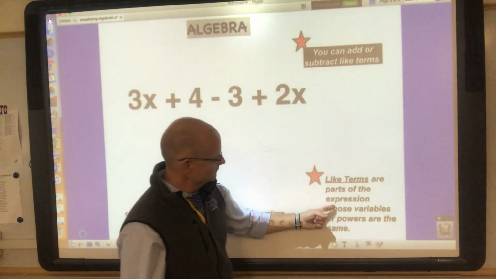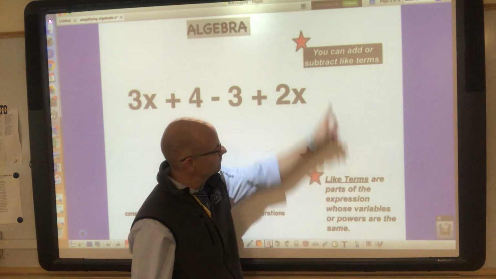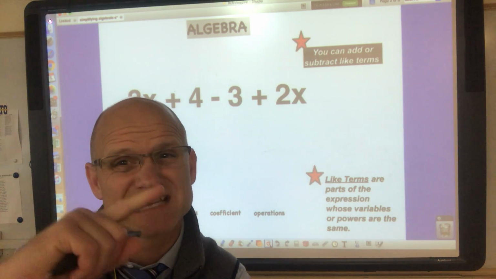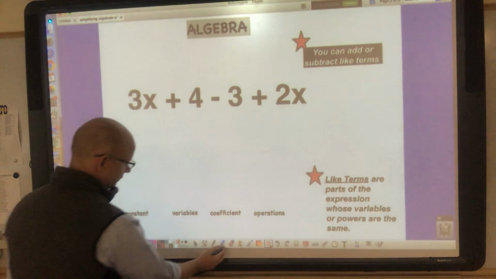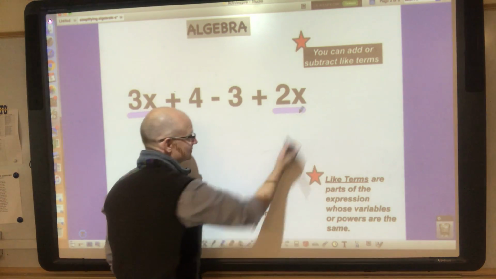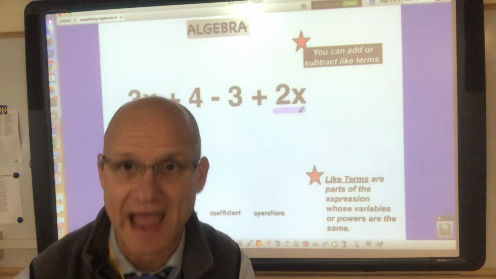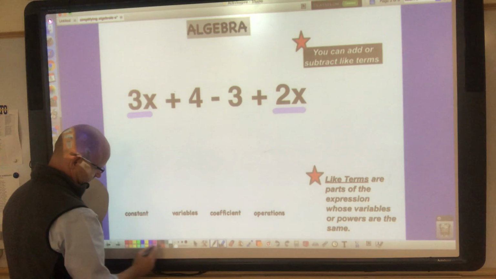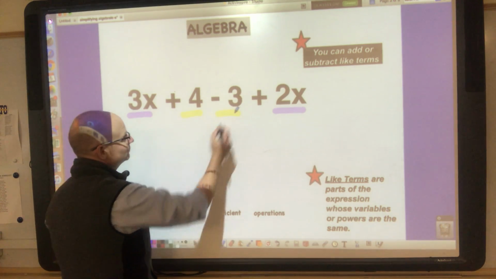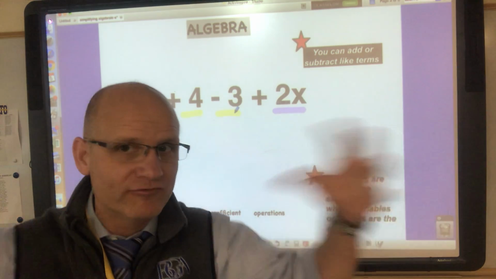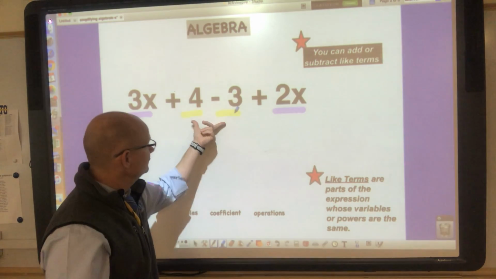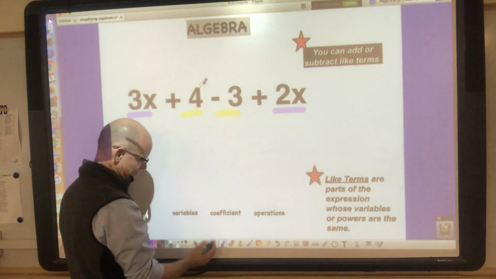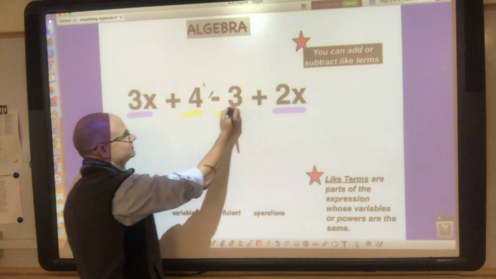Like terms are parts of the expression whose variables or powers are the same. Please write this down. They're parts of an expression that have the same variable or the same power. So this 3x and this 2x are like terms. This plus 4 and this minus 3 are also like terms, but all 4 of them are not like terms. These are 2 like terms because they have the same power. They're both to the first power. This is 4 to the first power, and this is 3 to the first power.